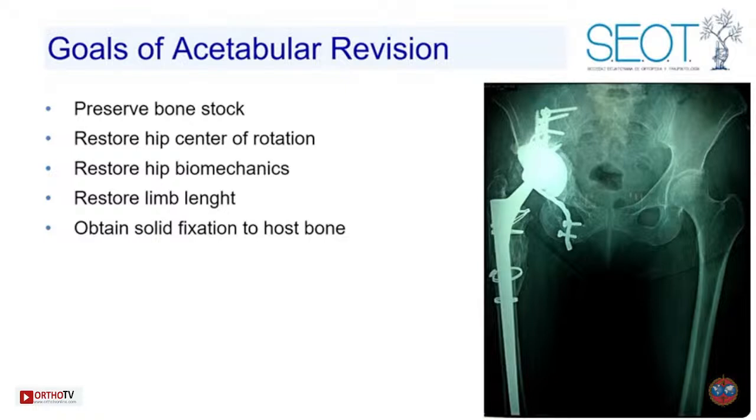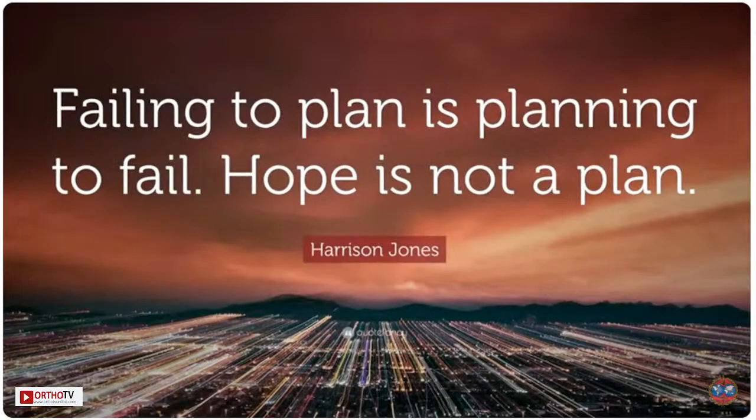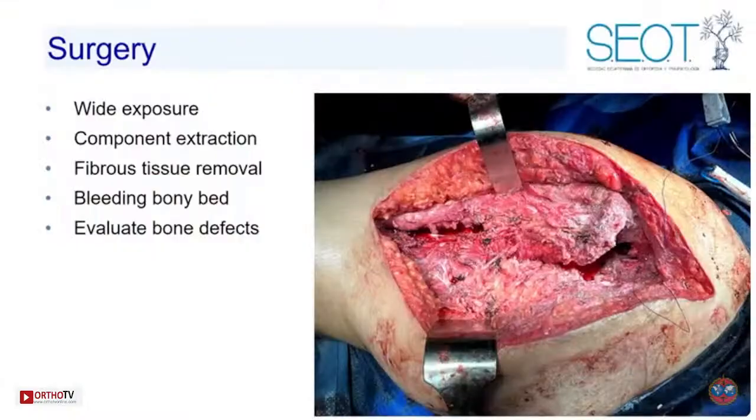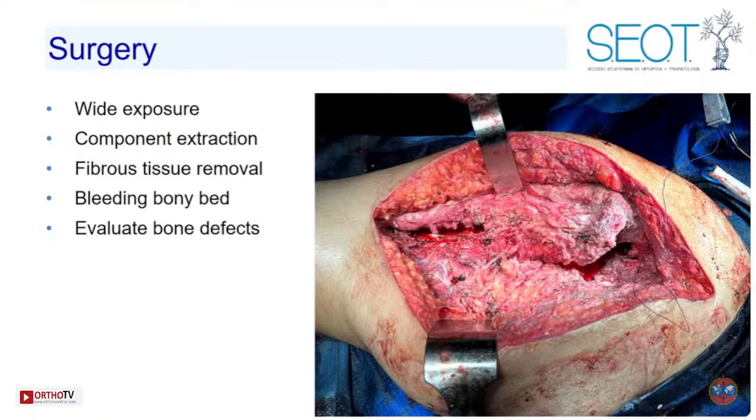The goals of acetabular revisions are to preserve the bone stock, not removing more bone than is necessary, restore the hip center of rotation and the hip biomechanics, try to restore the limb length, and obtain solid fixation of the new implant to host bone. Remember that failing to plan is planning to fail. Hope is not a plan, so we need to enter the operating room with everything ready to do a good surgery. First, wide exposure, not minimally invasive surgery. Component extraction without removing excess bone, removing the fibrous tissue in order to have a bleeding bony bed and evaluate the bone defects.